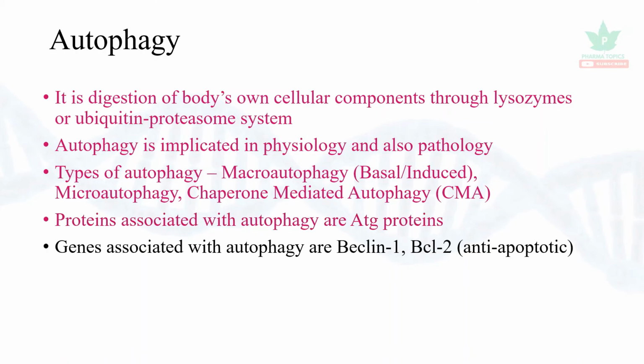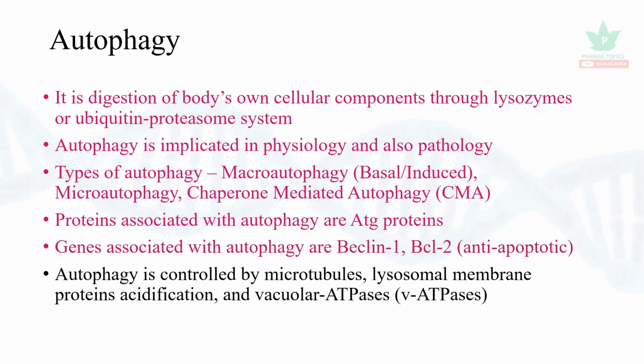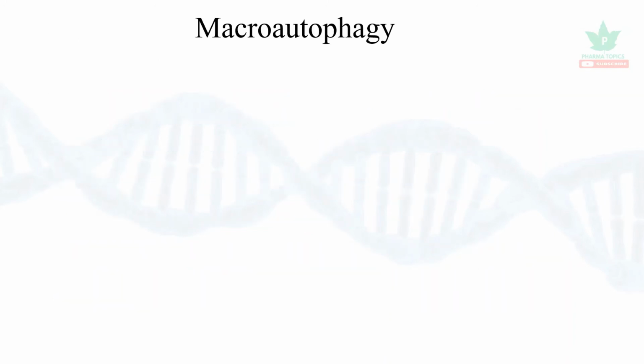The genes associated with autophagy are Beclin-1 and BCL2, which is an anti-apoptotic protein. Autophagy is controlled by microtubules, lysosomal membrane protein acidifications, and vacuolar ATPases. That is the ATPases. All these things, they inhibit the autophagy. So let us see about macroautophagy.